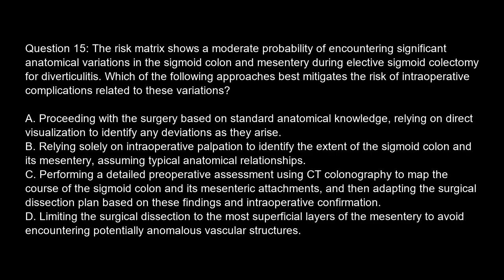Option A. Proceeding with the surgery based on standard anatomical knowledge, relying on direct visualization to identify any deviations as they arise. Option B. Relying solely on intraoperative palpation to identify the extent of the sigmoid colon and its mesentery, assuming typical anatomical relationships. Option C. Performing a detailed preoperative assessment using CT colonography to map the course of the sigmoid colon and its mesenteric attachments, and then adapting the surgical dissection plan based on these findings and intraoperative confirmation. Option D. Limiting the surgical dissection to the most superficial layers of the mesentery to avoid encountering potentially anomalous vascular structures.